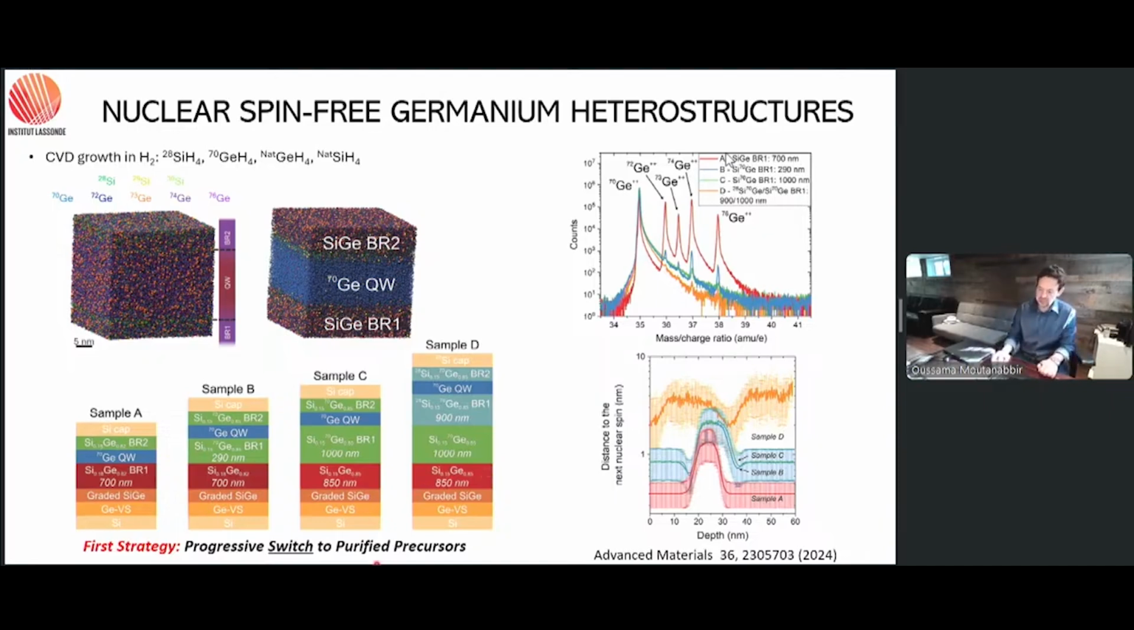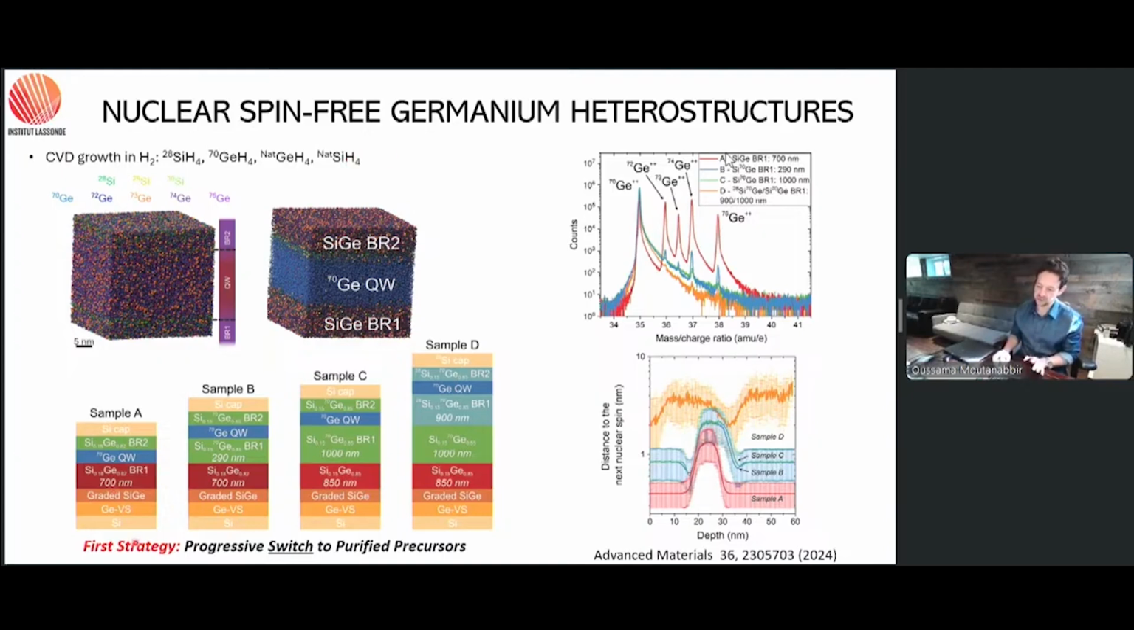So the conclusion here is that progressively switching the precursor from natural to isotopically purified is not a very good idea. That's always our conclusion. It's very wasteful, and you have natural contamination. So this is a reservoir effect, which means that within your reactor, we still have natural germanium isotopes and natural silicon isotopes.